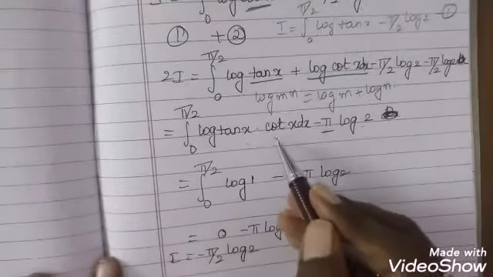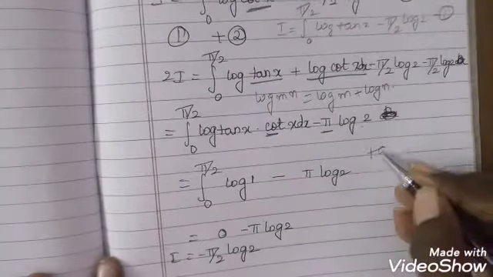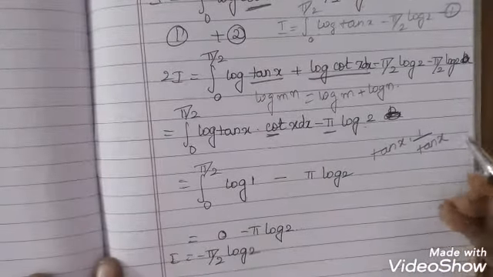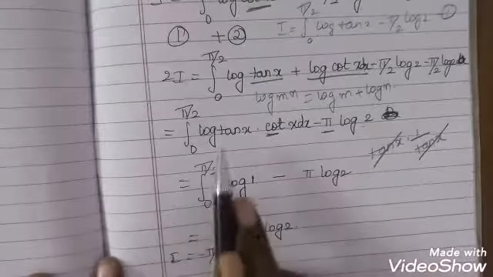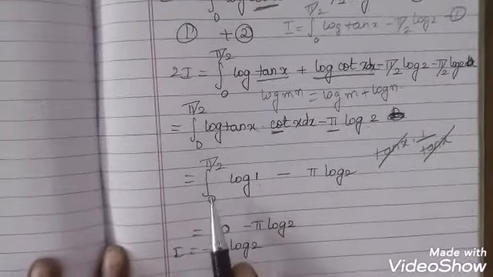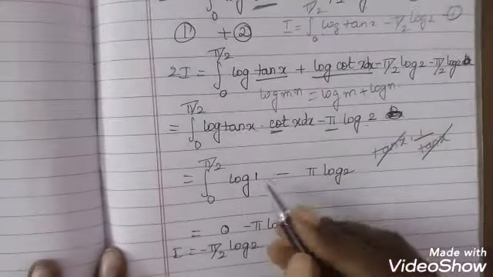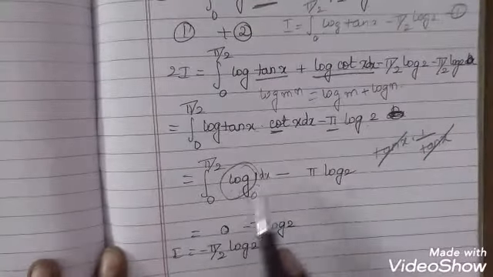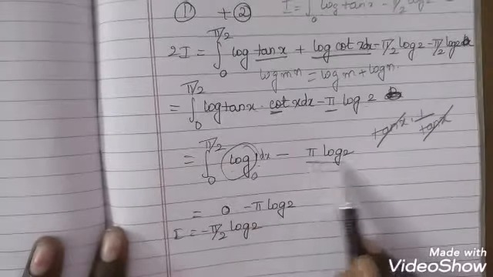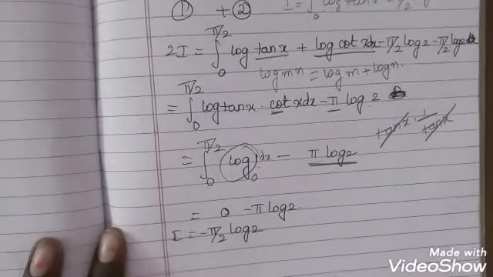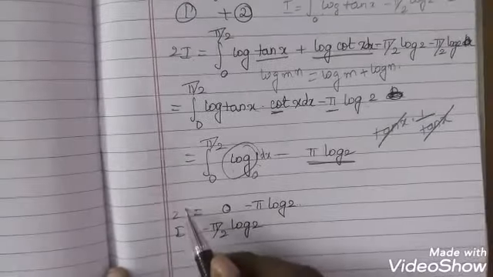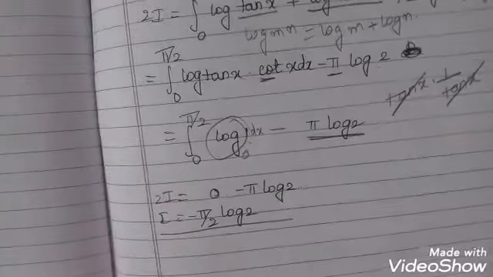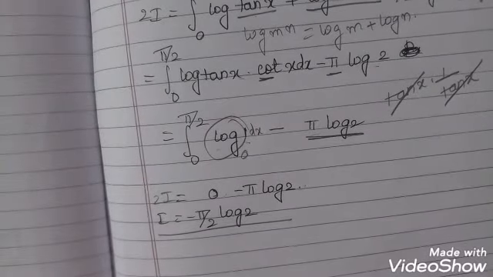Now what is this cot? If it is tan x into cot x, I can write cot x as 1 by tan x, so it gets cancelled. Finally you'll be left with log 1 inside the integral over 0 to pi by 2. What is log 1? It's nothing but 0. So integrating 0, you will just get 0. This is after integration only. As I have minus pi log 2, I have 2I equal to minus pi log 2. So what's your I equal to here? Your I is equal to minus pi by 2 log 2. Is it clear? Yes.